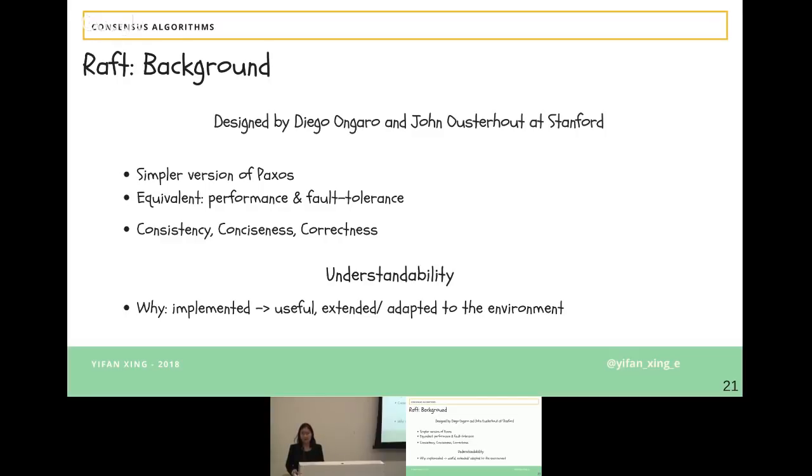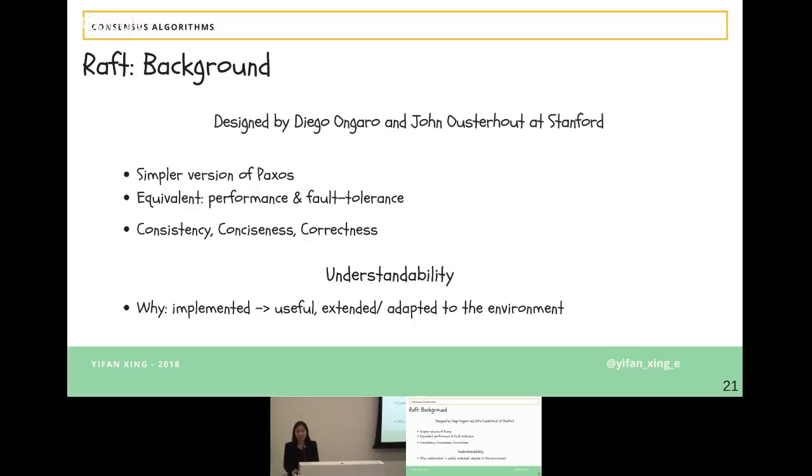Raft was designed by Diego Ongaro and John Osterhout at Stanford. People recognize in the industry that Raft is a simpler version of Paxos. But I think when people say simpler version, they don't necessarily mean that Raft is logic-wise simpler to implement, but rather that the Raft paper explained a lot more details about how to implement Raft, which makes our job easier, right? Basically, it's easier to understand how Raft works and how to implement it than Paxos. So that's why people say that Raft is simpler. But in terms of performance and fault tolerance, Raft is equivalent to Paxos.